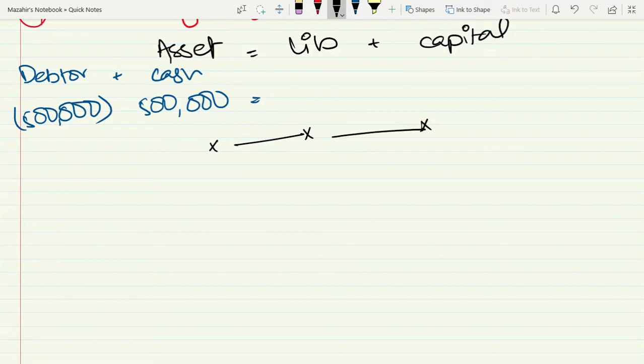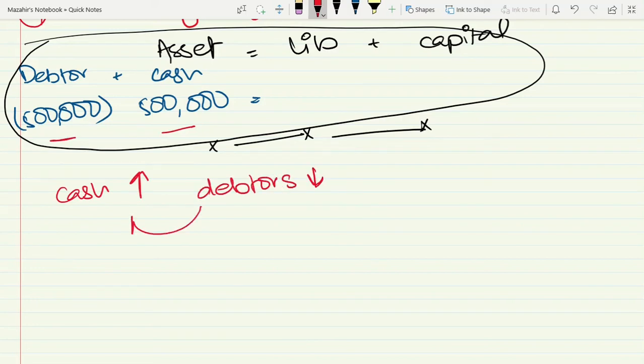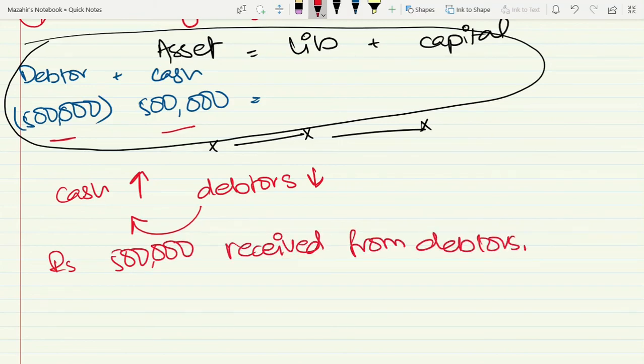In our exams we can be asked two types of question. Number one, we will be given some transactions and the examiner will require us to show those transactions in the accounting equation like we did in the previous examples. Or the examiner can give us an equation like this, and ask us which kind of transaction has occurred. So we'll simply see what effect is showing on the accounting equation, and we'll then describe the transaction. In this case we can see that there is an increase in cash and a decrease in debtors. So it indicates that some debtors have paid us money, and we'll say that rupees 500,000 received from debtors.